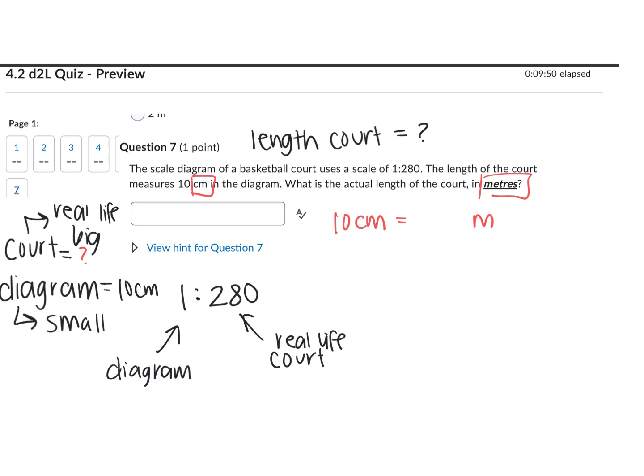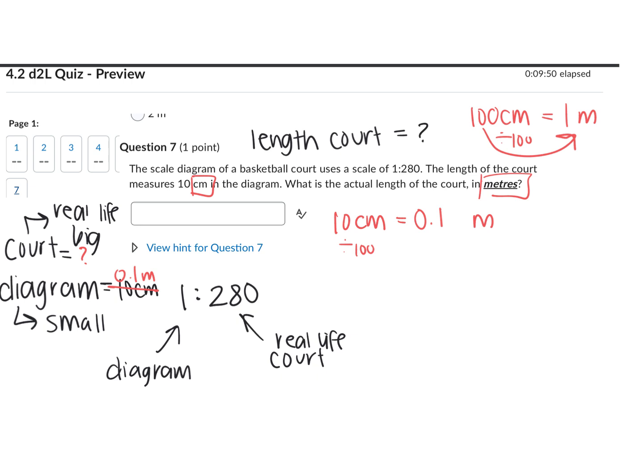So we're going to use our knowledge that 100 centimeters is equal to 1 meter. In order to go from 100 to 1, we would need to divide by a value of 100. So we're going to divide the 10 centimeters by 100 to give us the same value in meters. So now I know that the length of the diagram is 0.1 meters.